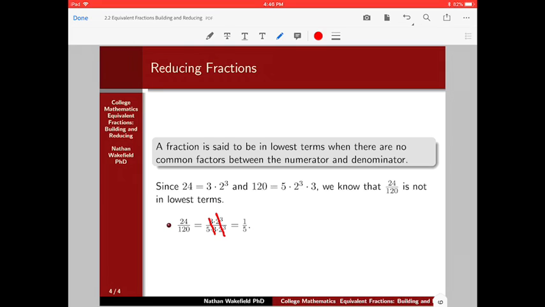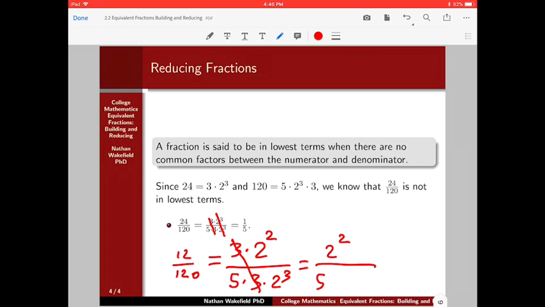Let's do one more just to sort of highlight something here. Why don't you imagine I had 12 over 120? This would be the same as 3 times, no longer 2 cubed, but it's actually 2 squared, divided by 5 times 3 times 2 cubed. The cancellation isn't quite the same. But here, what I can do is rewrite this as 2 squared divided by 5 times 2 squared times 2. And then I can get that cancellation, and so I actually get 1/10 in that case.